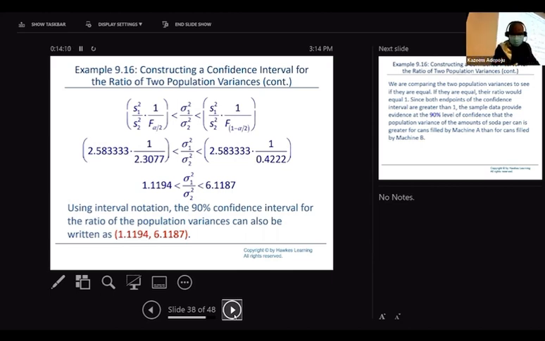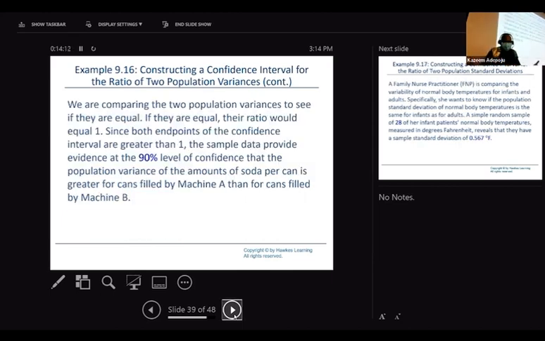Look at that. And that was why I said we are comparing the two population variances to see if they are equal. If they are equal, their ratio will be equal to 1. And since both endpoints of the confidence interval are greater than 1, the sample data provide evidence at the 90% level of confidence that the population variance of the amount of soda per can is greater for cans filled by machine A than for cans filled by machine B.